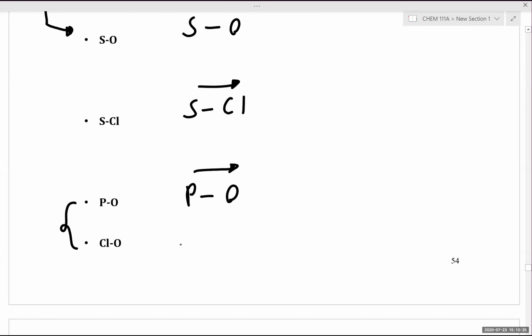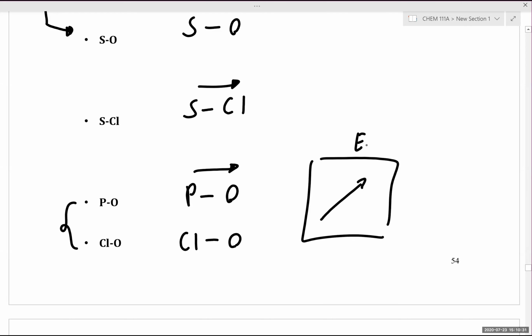Yep, that is correct. And in a chlorine-oxygen bond, remembering that electronegativity increases as you move up and to the right on the periodic table, which atom is more electronegative, chlorine or oxygen? Oxygen, exactly right. So our bond dipole would be polarized towards oxygen. Do these examples make sense so far? It's really critical to be able to identify polar bonds in order to begin to identify molecular polarity.